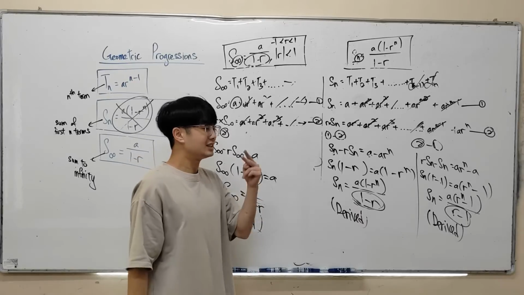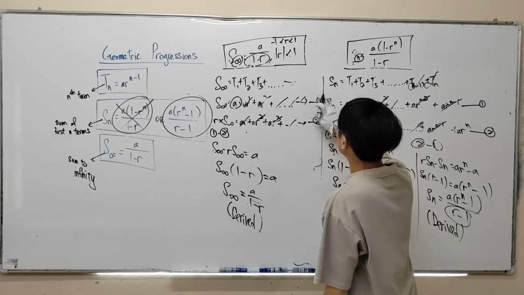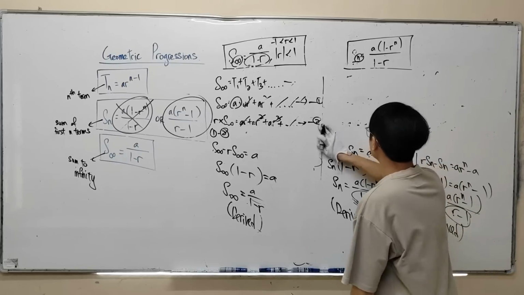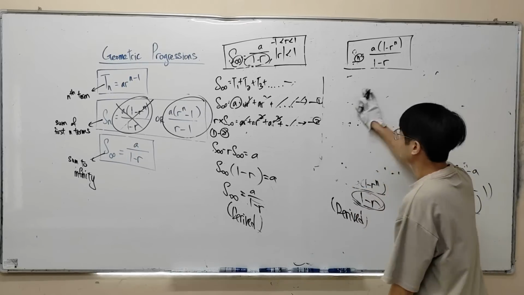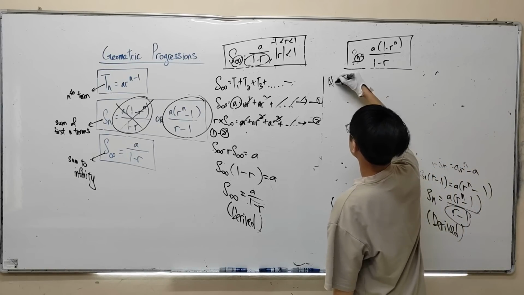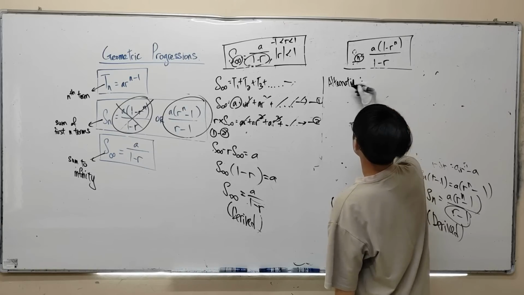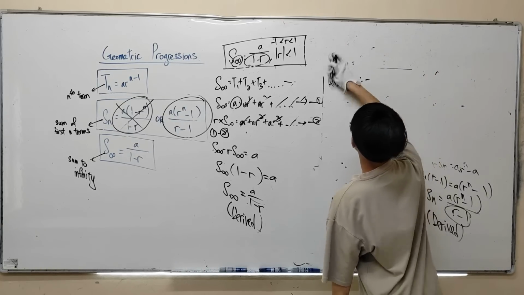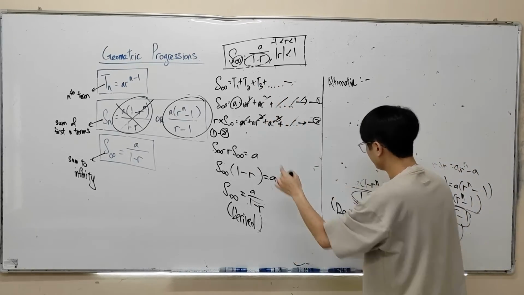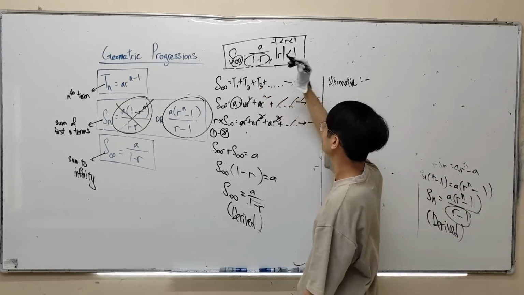Now I'm going to explain to you the second way to derive this formula. So I will erase all of this. So, alternative way. I'm just going to write here: alternative. This one also I erase. So this is the first way to derive the S infinity formula. But I want to show you the other way to derive the S infinity formula.